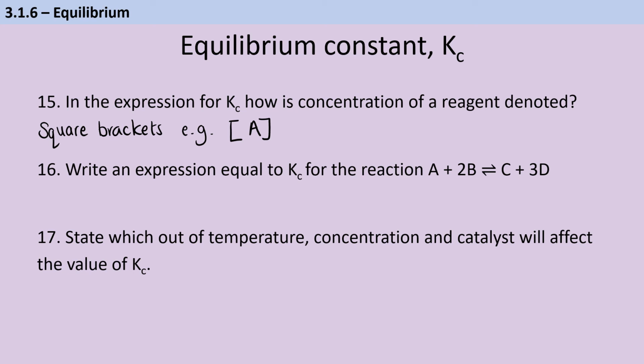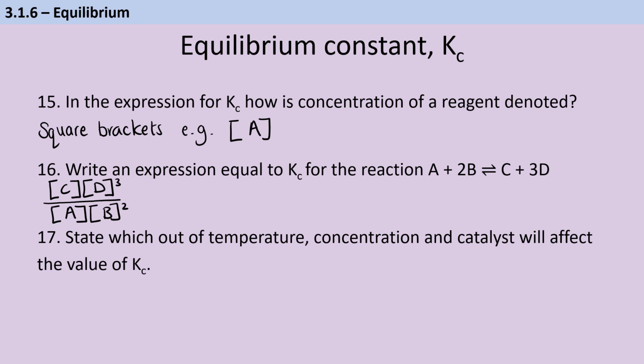If we were going to write an expression for Kc for this reaction, then we know that the products need to go on top and the powers are going to tell us how many moles of each substance there are. So you should have an expression that looks like this. We've got square brackets around each letter to show we're talking concentration, and then you've got a power of 3 for D because there are 3 moles of it, and a power of 2 for B because there are 2 moles of it.